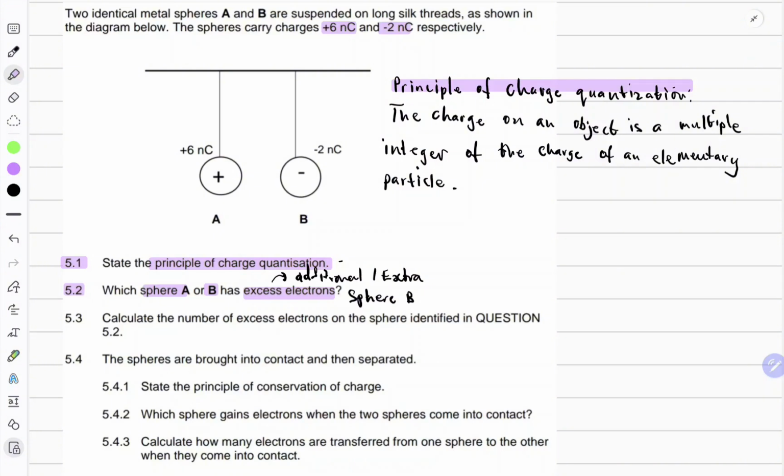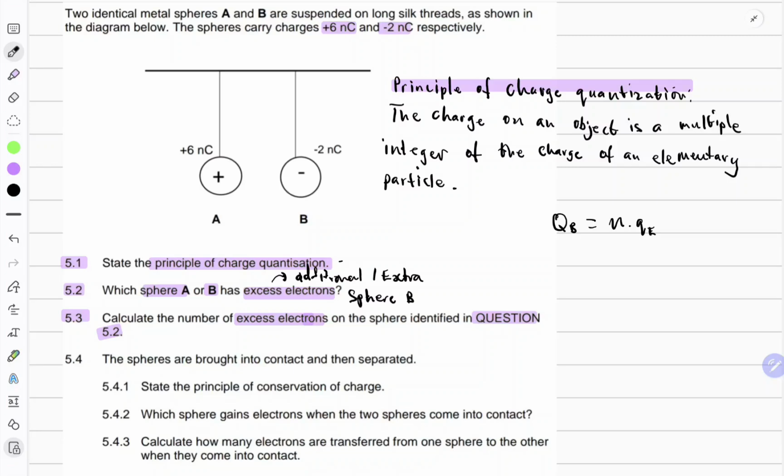So the next question says, calculate the number of excess electrons on the sphere identified in question 5.2. So this is where the principle of charge quantization formula comes in. The net charge on sphere B is equal to the number of electrons on the sphere multiplied by the charge of an electron. Let's use QE. You can also use E in the formula. So we're going to use QE. QE stands for the charge of one electron.